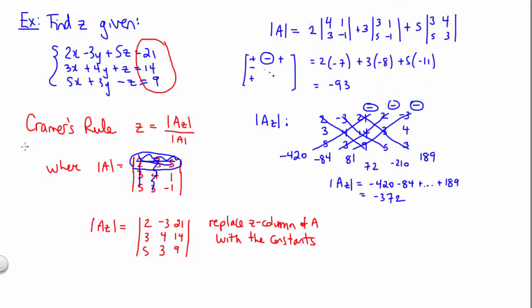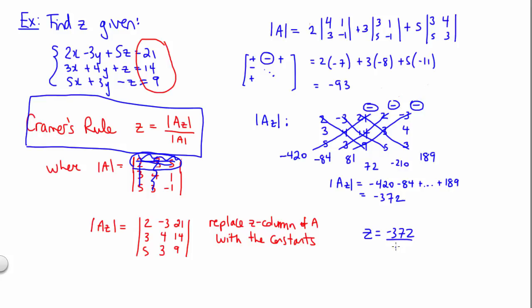So to go back to Cramer's rule then, we said z was going to be the ratio of these two quantities. So the value of z is -372 divided by -93. z is equal to 4, and that is our final answer.